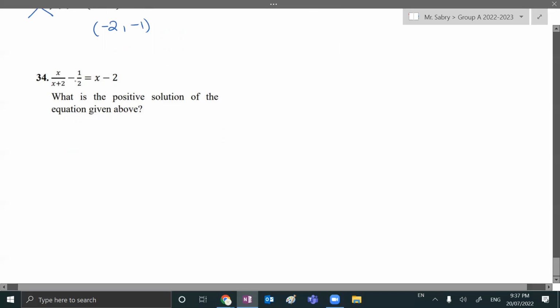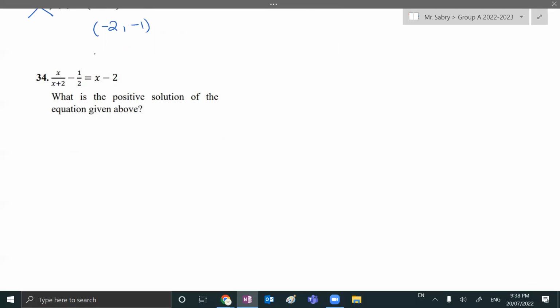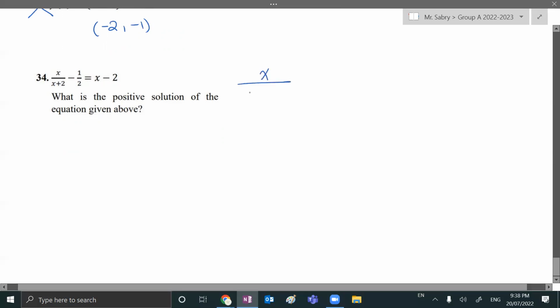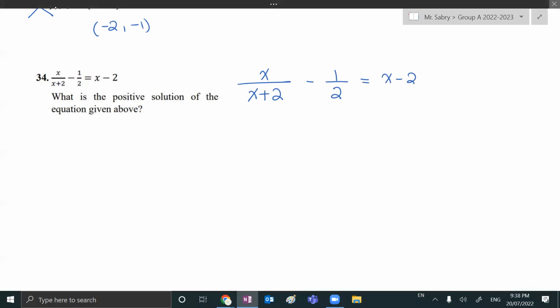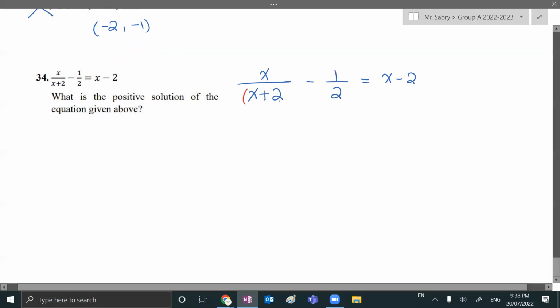Another way is to just subtract these two fractions. So when you look at any fractions, you need to make sure that the denominators are equal to each other in order to add them or subtract them. I have here x over x plus 2, and the other fraction is just 1 over 2. I cannot add or subtract unless these denominators are the same. This then means that I need to multiply this by 2 up and down, and I need to multiply this one by x plus 2 up and down.